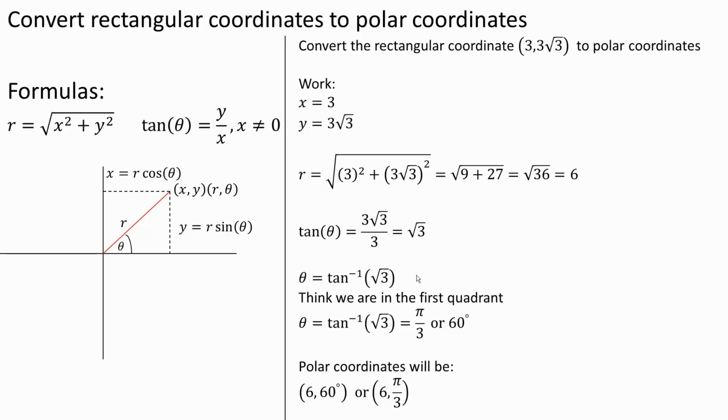And now we need to think: we have (3, 3 square root of 3), so we are in the first quadrant. Because we are in the first quadrant, tan inverse of square root of 3 would be pi/3 or 60 degrees. And so our polar coordinates will be (6, 60 degrees) or (6, pi divided by 3), depending on if you want to go with degrees or radians. And that's pretty much it for this video.